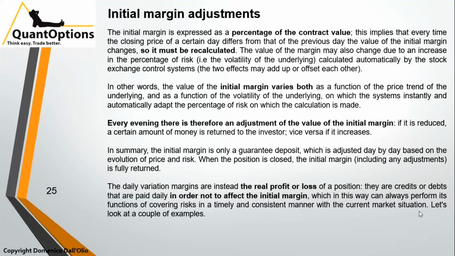The daily variation margins are instead the real profit or loss of a position. They are credits or debts that are paid daily in order not to affect the initial margin, which in this way can always perform its functions of covering risks in a timely and consistent manner with the current market situation. Let's look finally at a couple of examples.